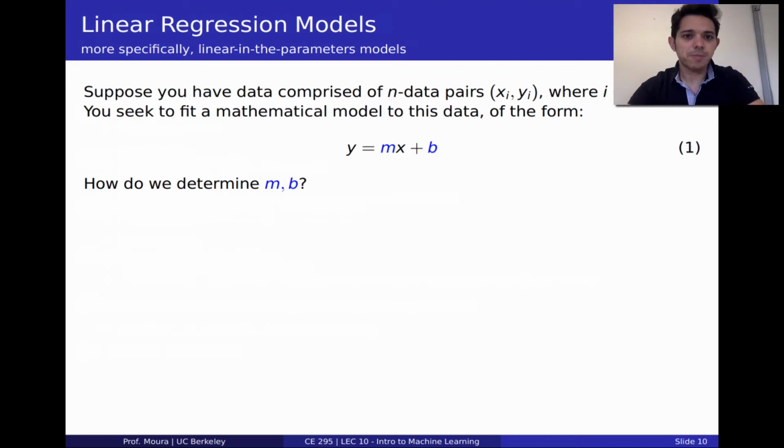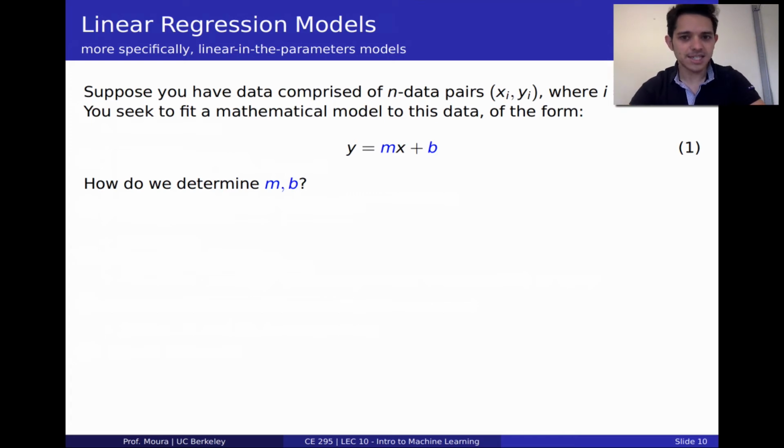So suppose that you have data comprised of n data pairs. Each pair is given by xi comma yi, and I have n of them, where i indexes the data pairs. Our objective is to fit a mathematical model to this data. And let's consider something that we all love and recognize, and that is this linear function, or more specifically an affine function, y equals mx plus b.